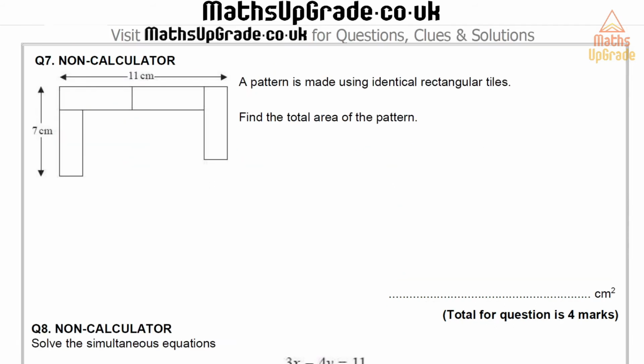Question 7. A pattern is made using identical rectangular tiles. Find the total area of the pattern. So this question may not seem like a simultaneous equations question at first glance, but it actually is. So what I know is that the whole height of this pattern is 7 and the whole width of the pattern is 11. So can I find the individual lengths and widths of each tile, and therefore I can find the total area.